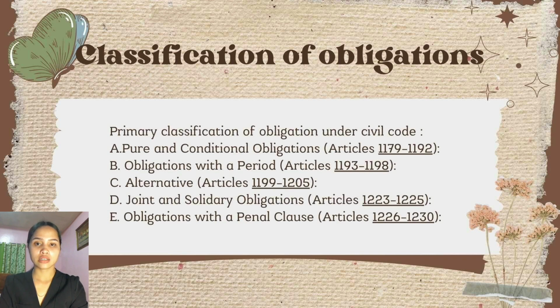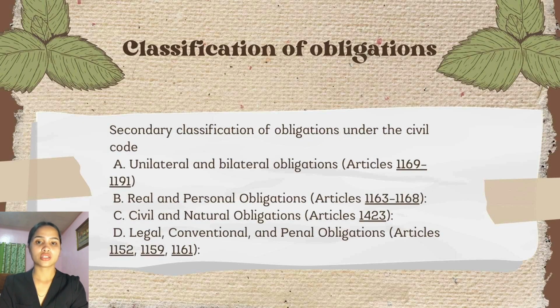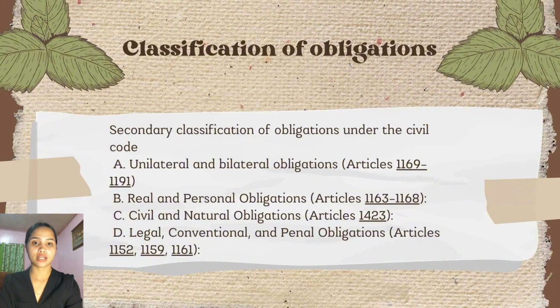Next, we have the secondary classification of obligations under the Civil Code. We have the unilateral and bilateral obligations, Articles 1169 to 1191. Unilateral obligations involve a single act of performance by one party, while bilateral obligations require performance from both parties. Articles 1169 to 1191 elaborate on the characteristics and rules governing unilateral and bilateral obligations.